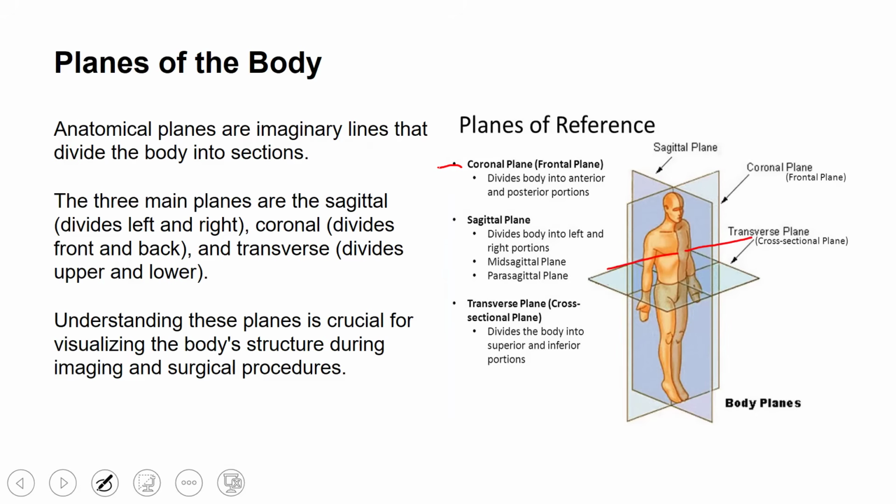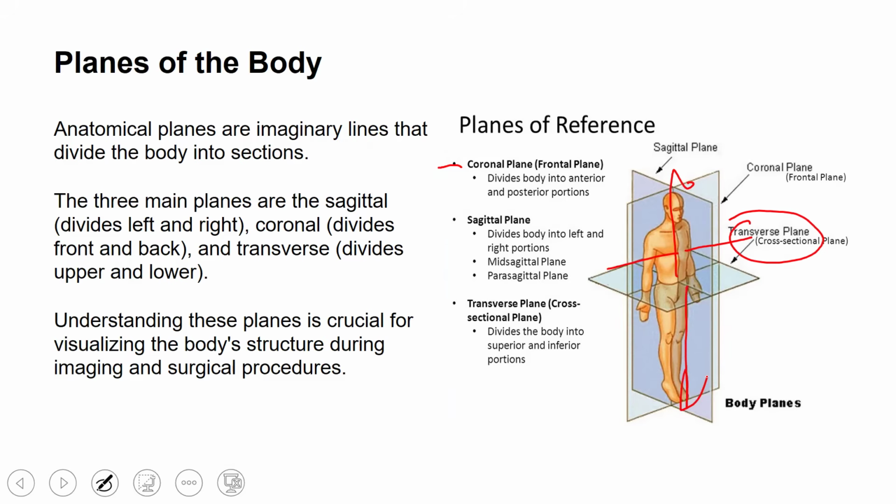And then we have transverse. A transverse plane divides the body into superior and inferior portions. That is above and below. That is why you can see here, this is a transverse plane. It divides the body into superior, that is upper, and inferior. So this is the planes of the body.